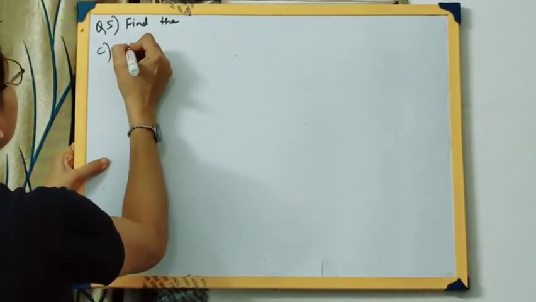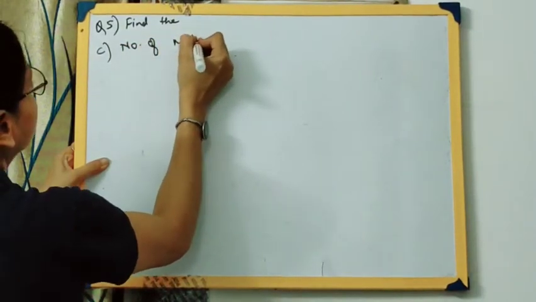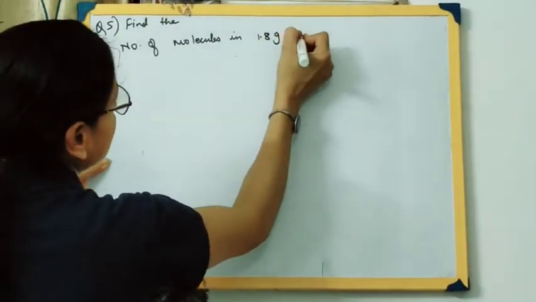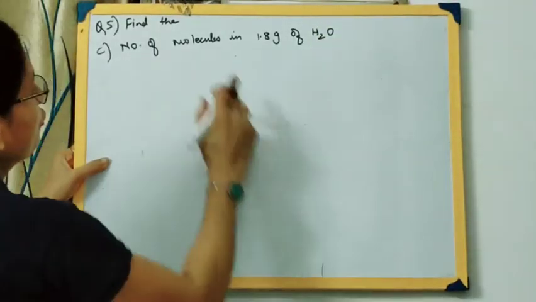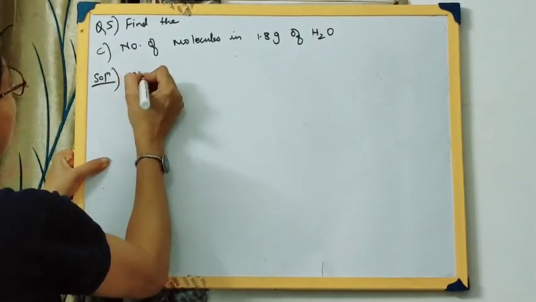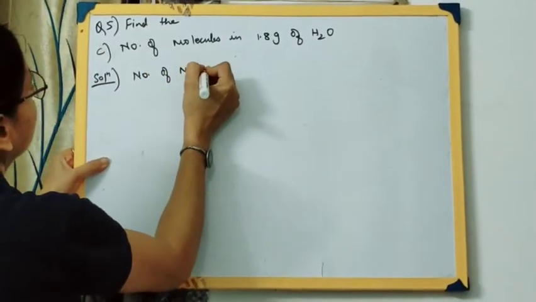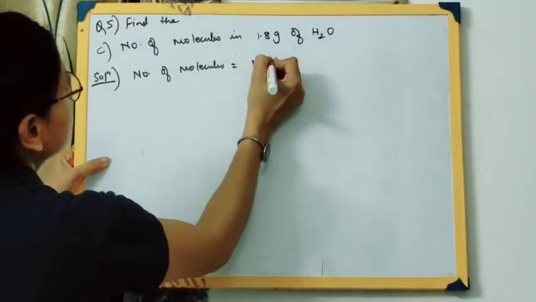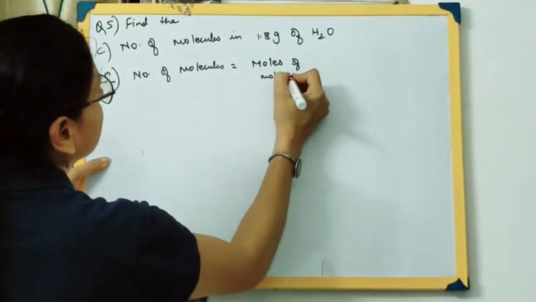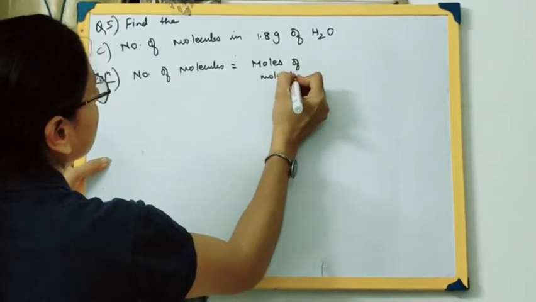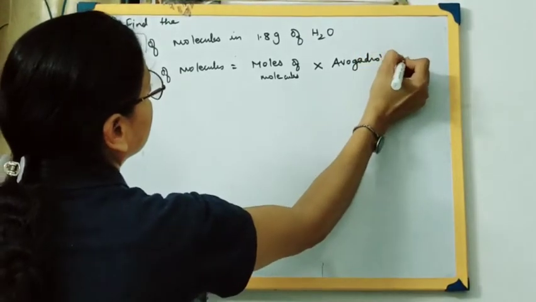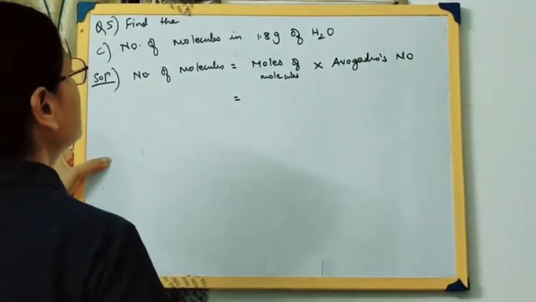C, number of molecules in 1.8 grams of water, that is H2O. So we have to find out the number of molecules again. Number of molecules. So what we'll be writing down, that is moles of molecules into Avogadro's number. So that will be moles of molecules into Avogadro's number.